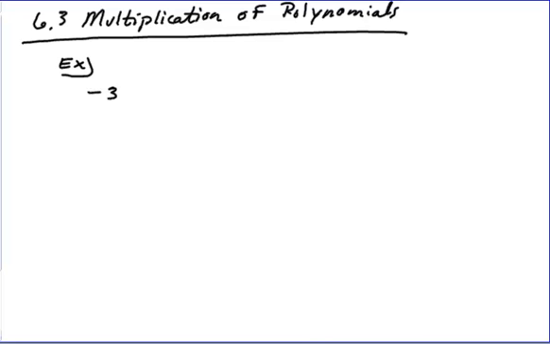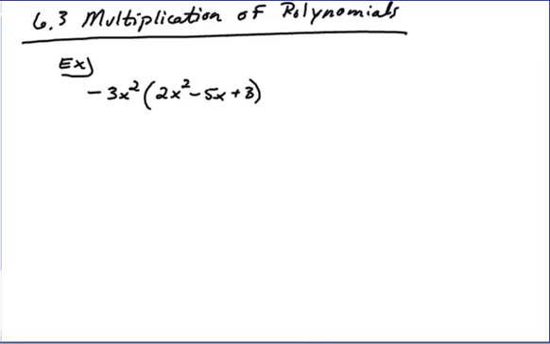We have 3x squared times a huge polynomial. It'll have 3 pieces. It'll be called a trinomial. We'll have 2x squared minus 5x plus 3.